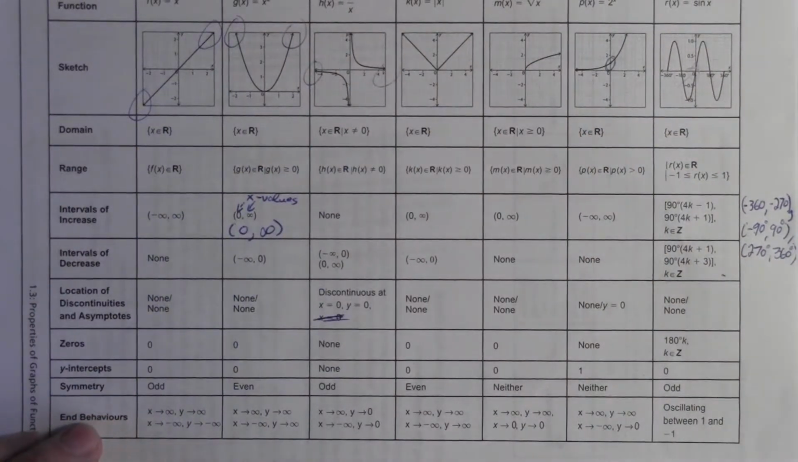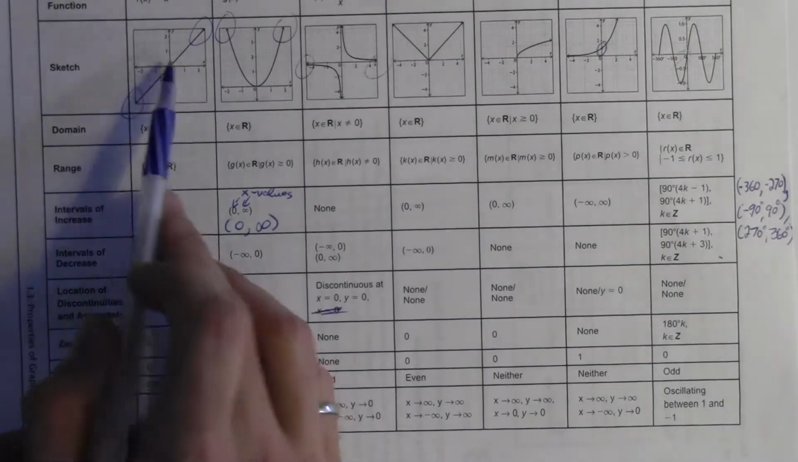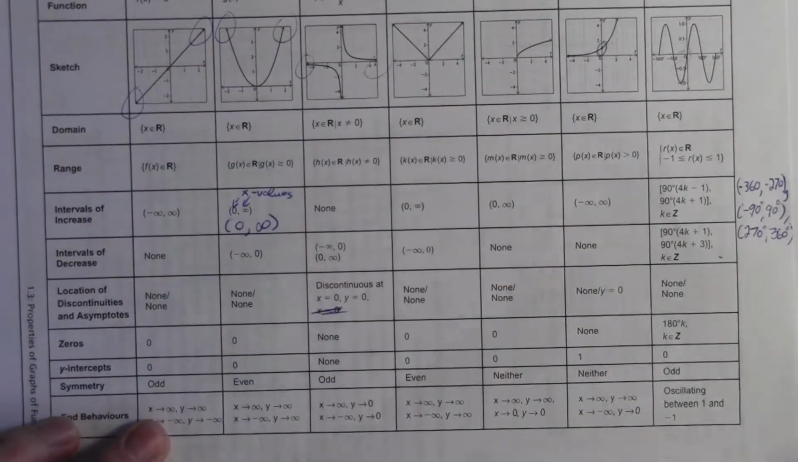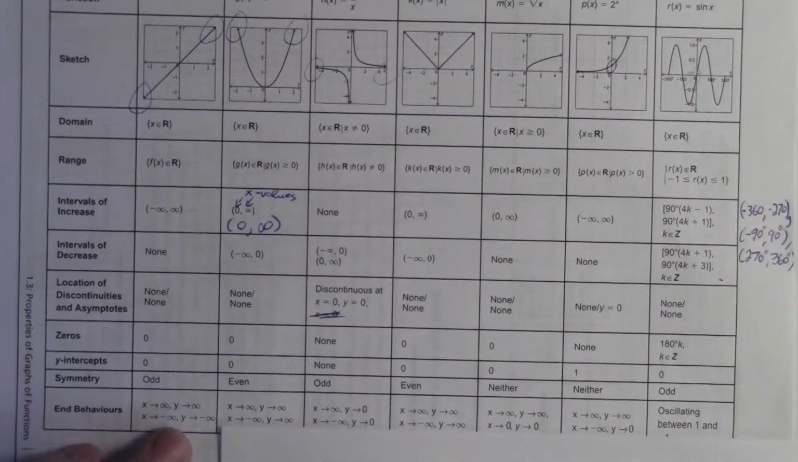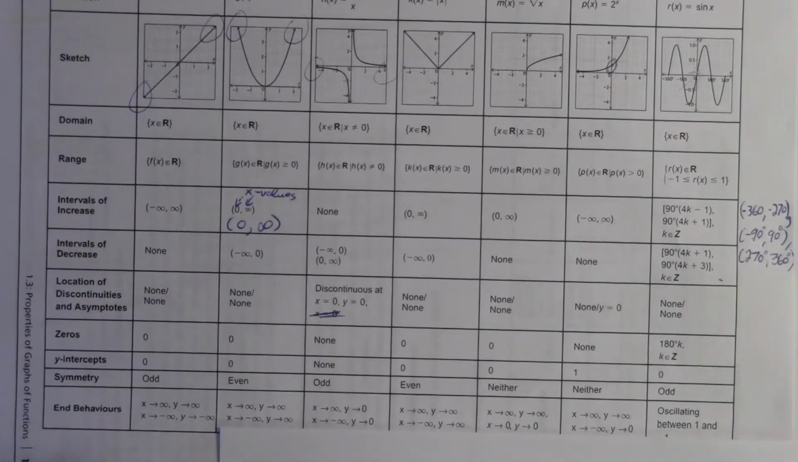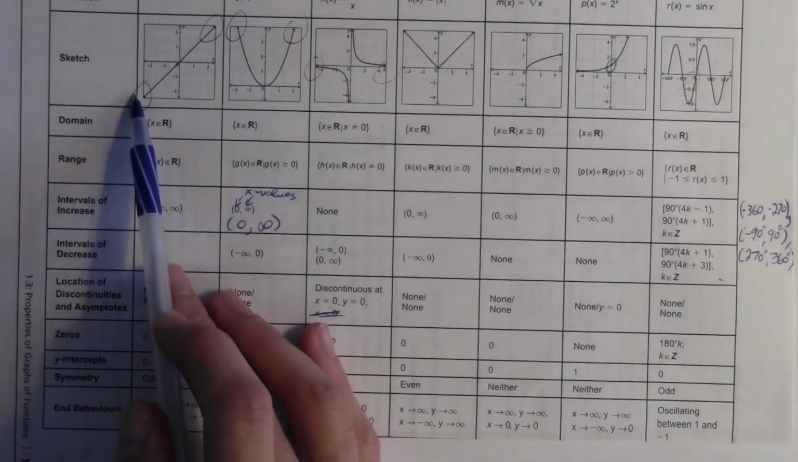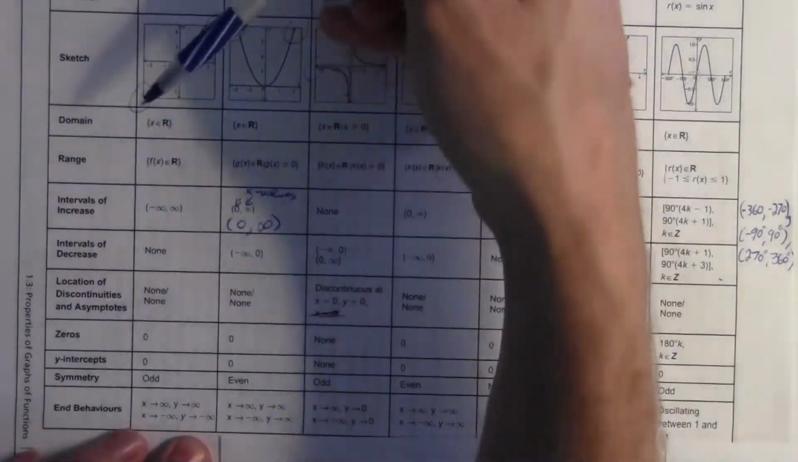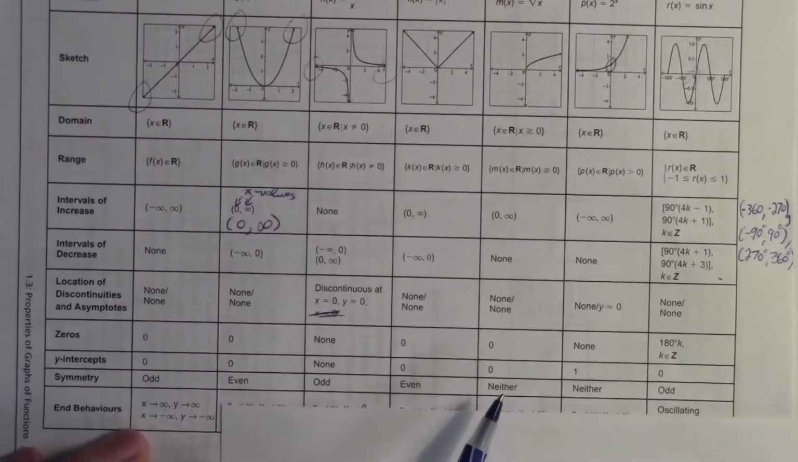Okay? So this is pretty self-explanatory. As x approaches positive infinity, y is going to approach positive infinity. As x approaches negative infinity this way, y is going to approach negative infinity down this way.